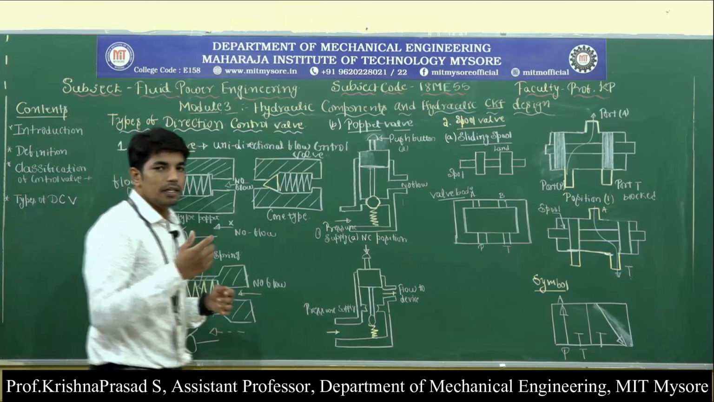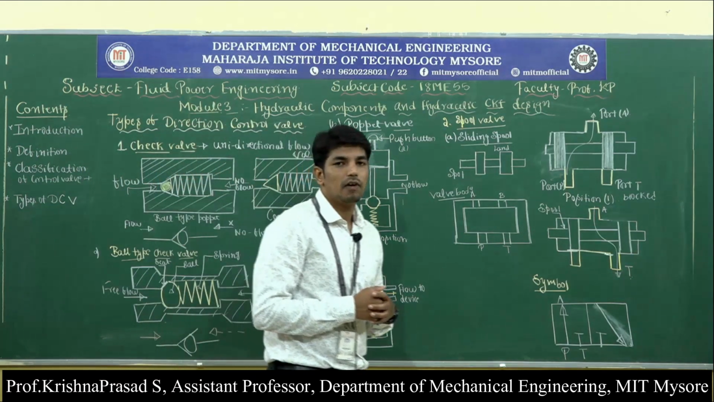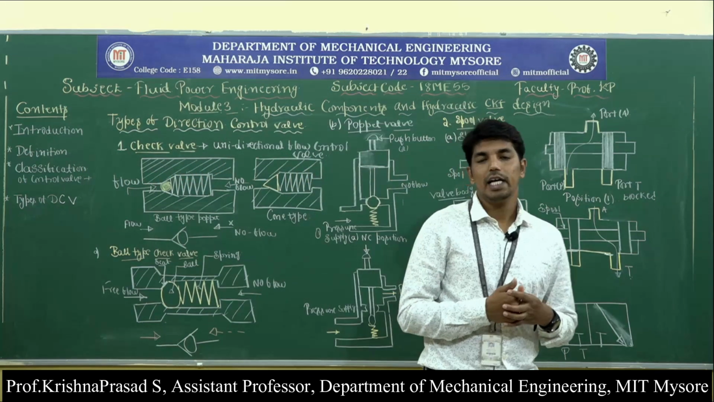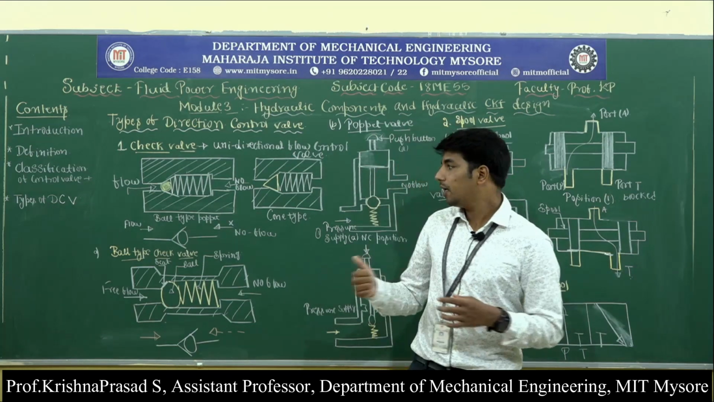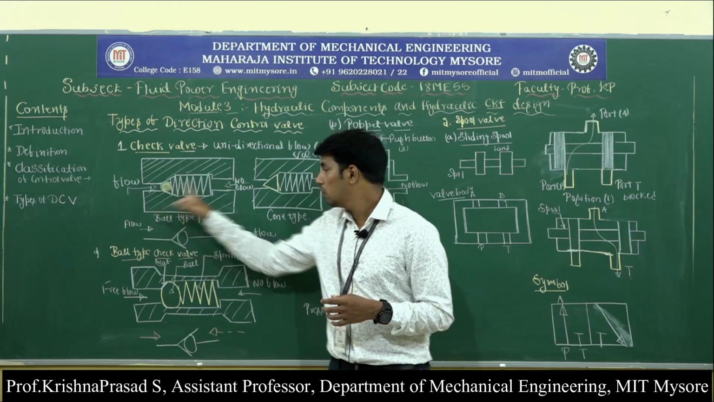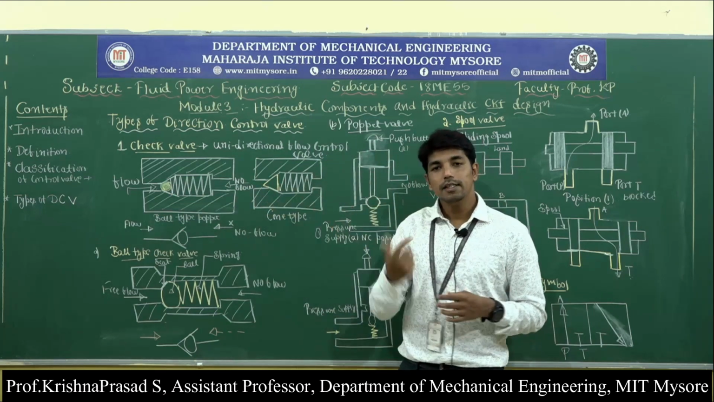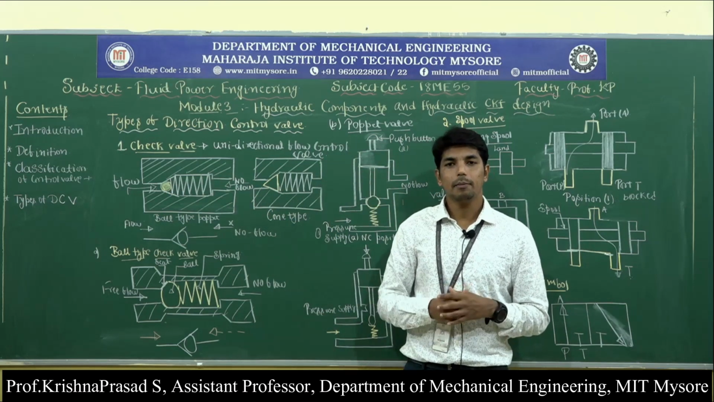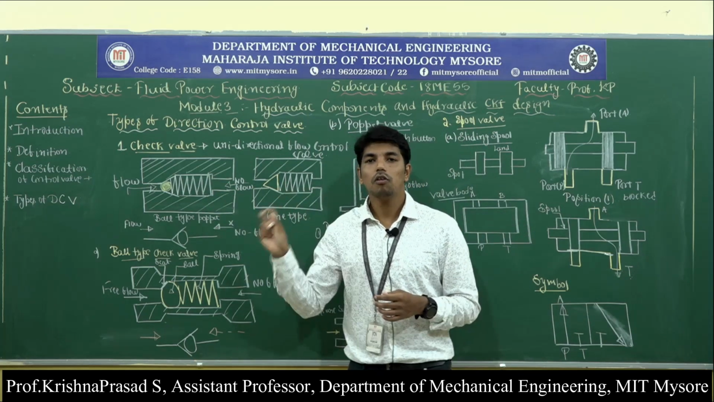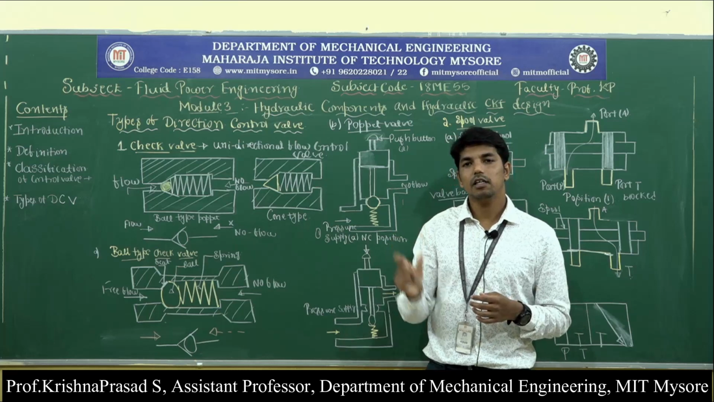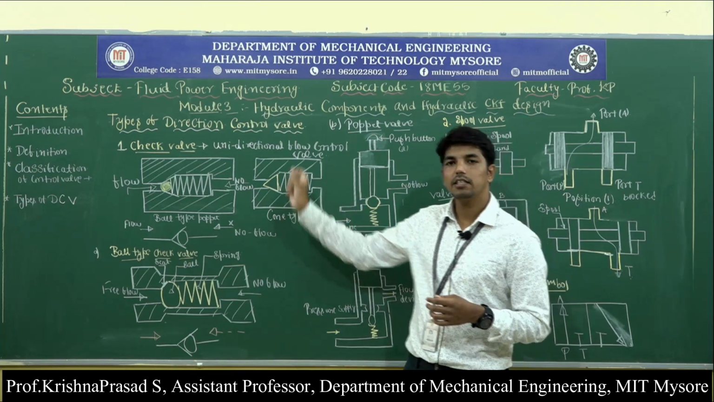Then in the case of the check valve, a very important element is the internal valving element. The internal valving element in a check valve may be ball type, cone type, disc type, poppet type, or a ball placed over the seat. These are the different types of internal valving element we can see in a check valve.